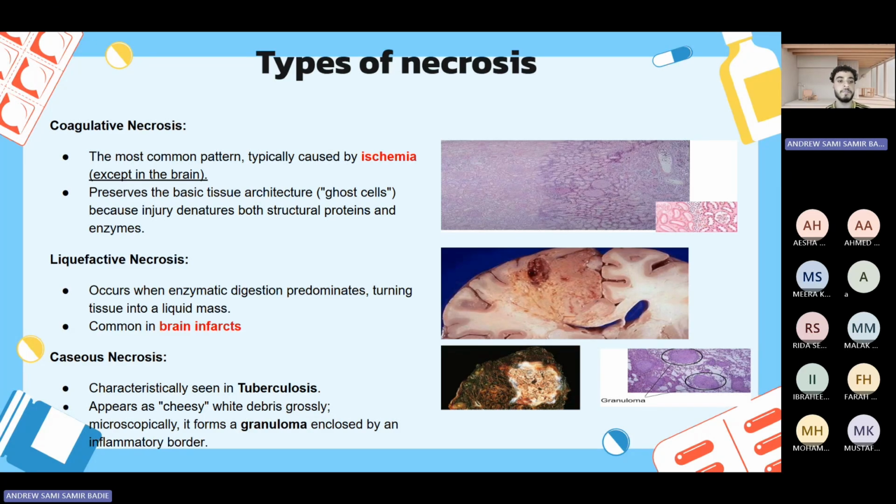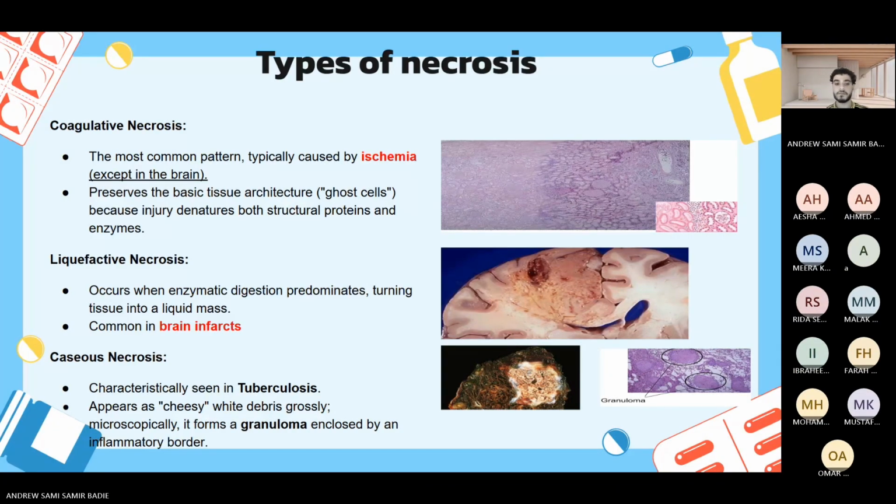Caseous necrosis: again, when you see tuberculosis, think about caseous necrosis. Again, these are very important keywords. It appears as cheesy white debris, as you can see here in the picture, and you can see a granuloma. A granuloma is a cluster of inflammatory cells, macrophages, lymphocytes, etc. It's very, very characteristic.